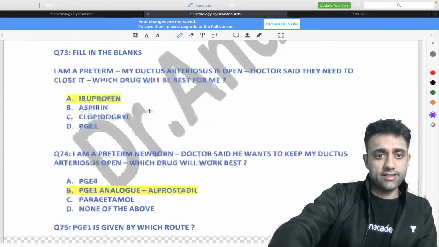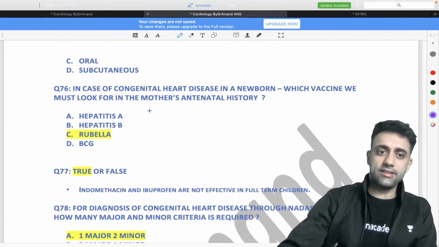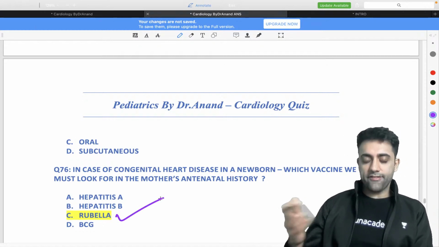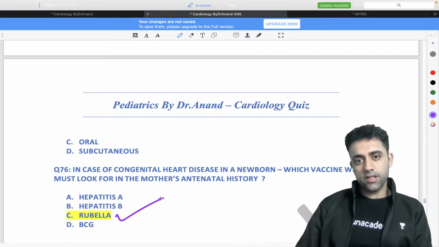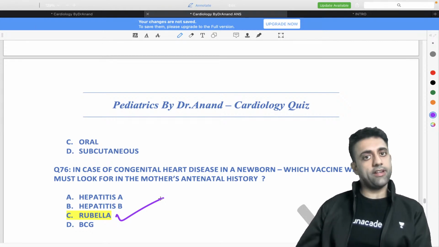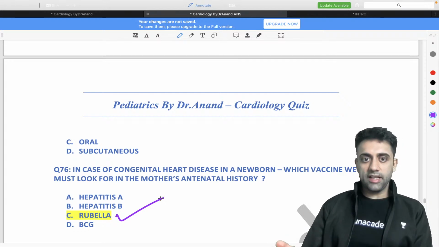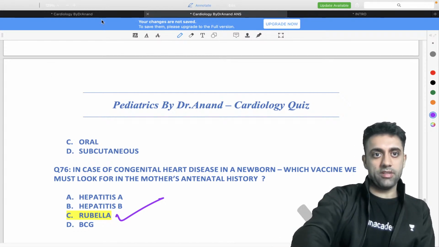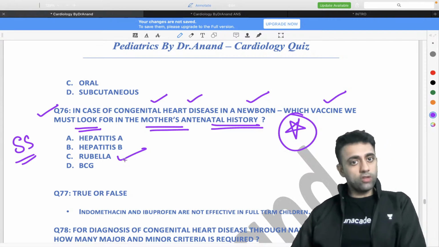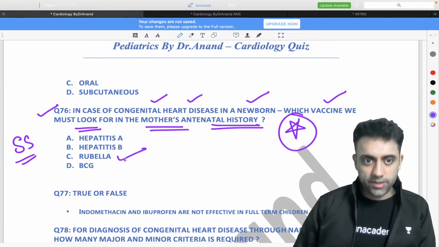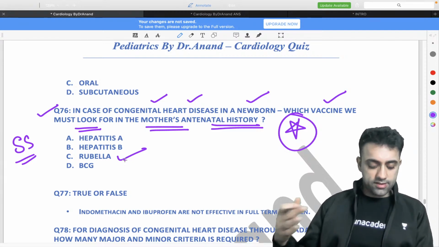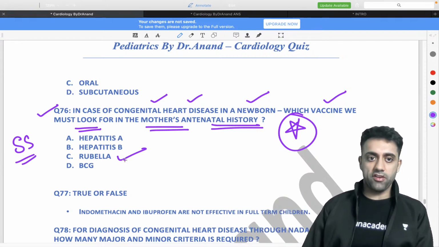So question 76, the best answer will be exactly rubella. Congenital rubella syndrome. We know this like cafe coffee day, yes or no? The triad of congenital rubella syndrome is congenital heart disease, that is PDA, then cataract and deafness, right? Which vaccine must we look for in the mother's antenatal history? The answer is rubella. Very good. Rubella causes congenital rubella syndrome. The mnemonic is cafe coffee day.